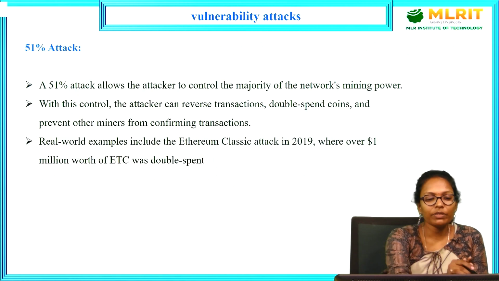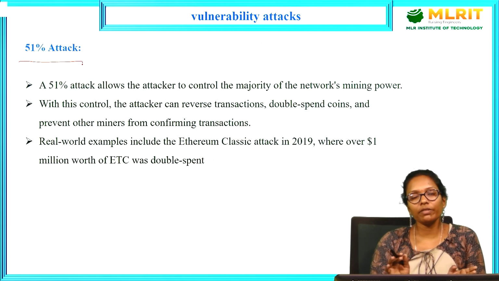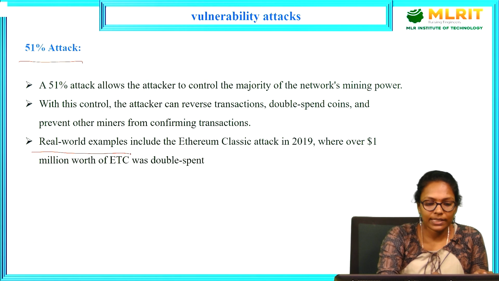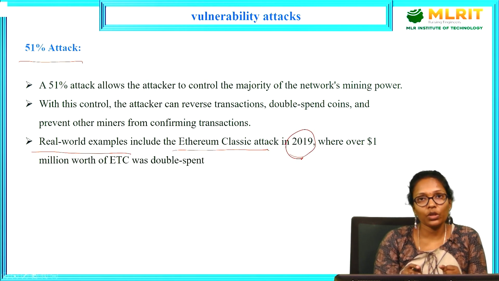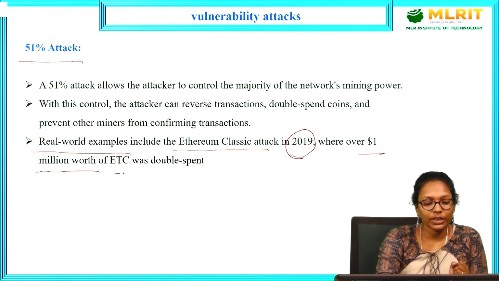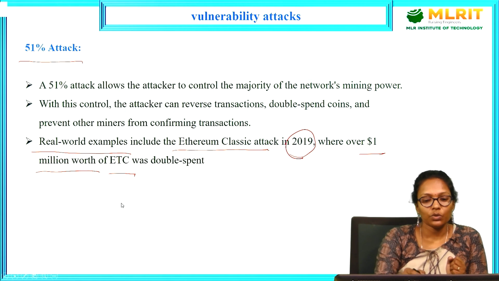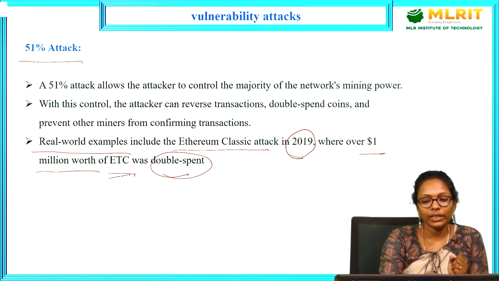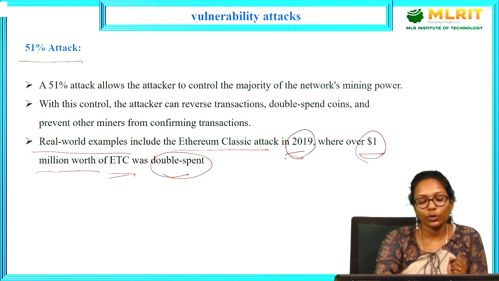And a 51% attack, in the sense, means more than 50% of the network is handled or monitored by the vulnerable nodes or the malicious nodes. Coming to the examples, the Ethereum Classic attack in 2019. In 2019, we got the Ethereum Classic attack where $1 million worth of Ethereum coins were double spent, just because of this 51% attack.